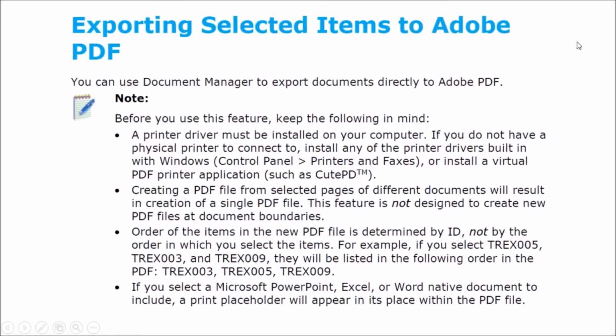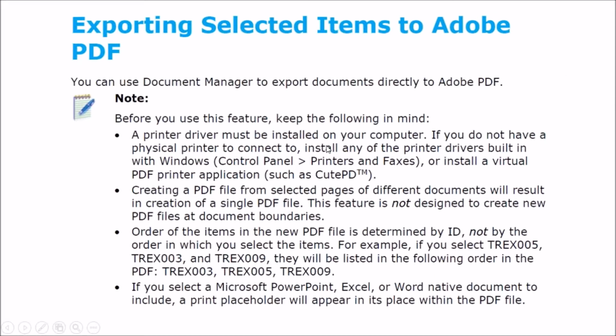Exporting selected items to Adobe PDF. There's a really great feature in TrialDirector, so you can export various types of images to PDF files. So in the document manager, you can export documents directly to Adobe PDF files. Before you use this feature, you got to keep the following in mind.